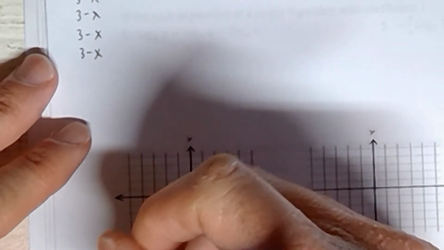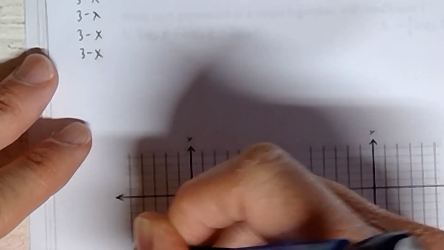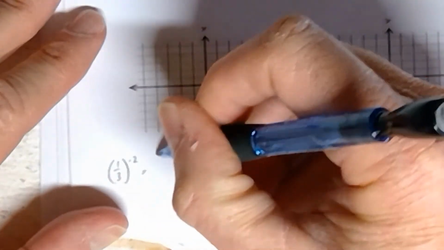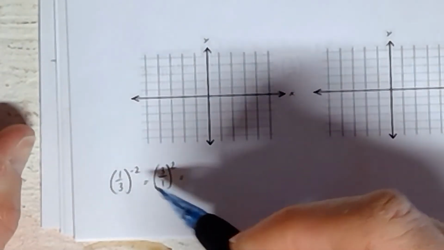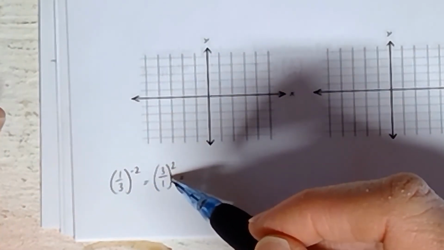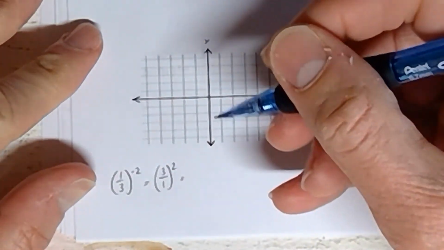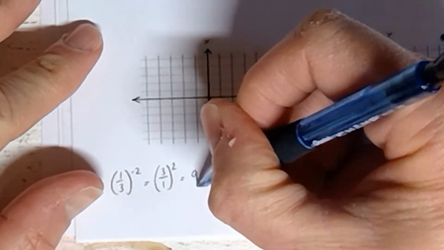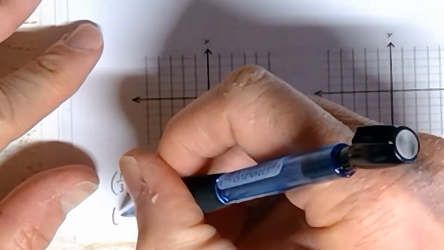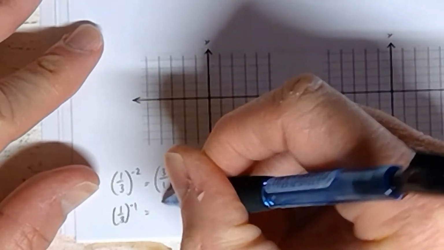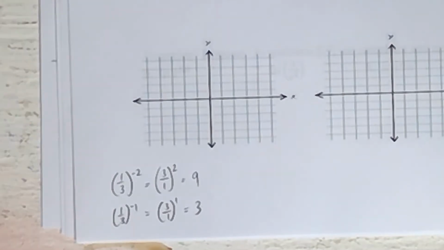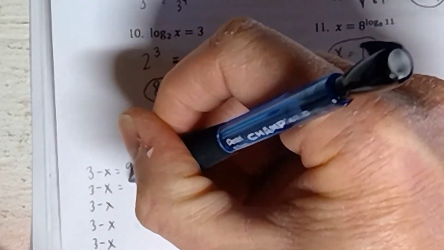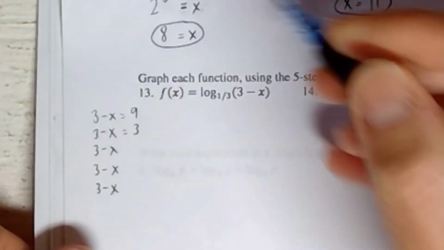1/3 to the -2 is going to be the same thing as 3 over 1 to the second power. Remember, you flip if you have a fraction taken to a negative power, which we've done a number of times in the last couple of sections, haven't we? And that would be 9, wouldn't it? 1/3 to the -1 in the same way is 3 over 1 to the first, which of course is 3. And so those are the first two things you're going to have up here, you guys: 9, 3.